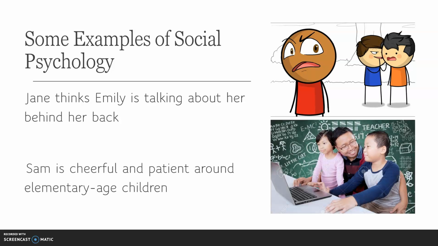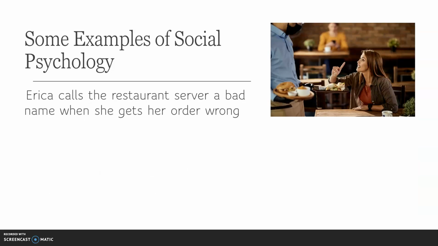Another example would be Sam. He's a school teacher and he is cheerful and patient around elementary aged children. This is again a social interaction which might allow Sam to be the best teacher he can be. Maybe Erica calls the restaurant server a bad name when she gets her order wrong. Another example of social psychology, perhaps the waiter feels bad, perhaps Erica regrets what she said later on. This all falls under the umbrella of social psychology.